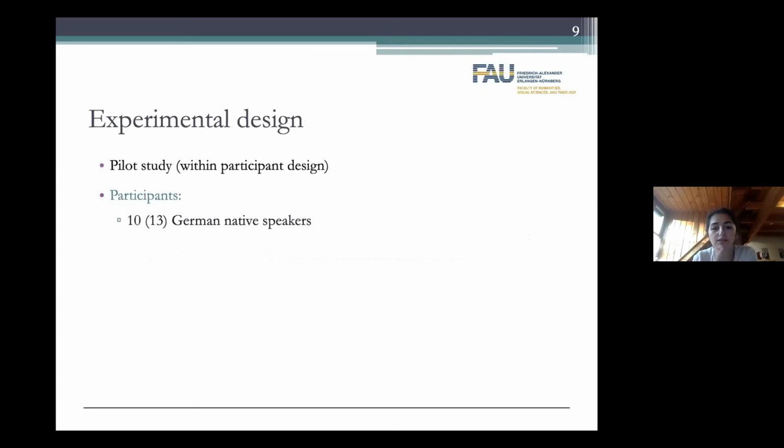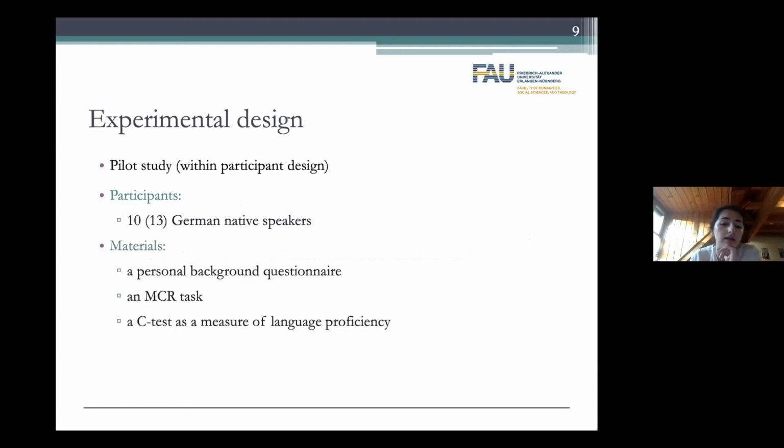So first of all, as I said, this is a pilot study, so it had a within participant design. In this study, I'm going to report the results of 10 participants who were German native speakers. They went through a personal background questionnaire, the MCR task, and also the C-test was used as a measure of language proficiency. What I measured was the XY coordinates, the timestamps, and the C-test scores.